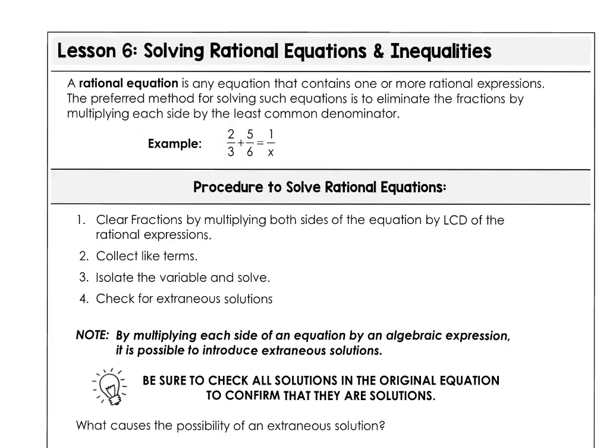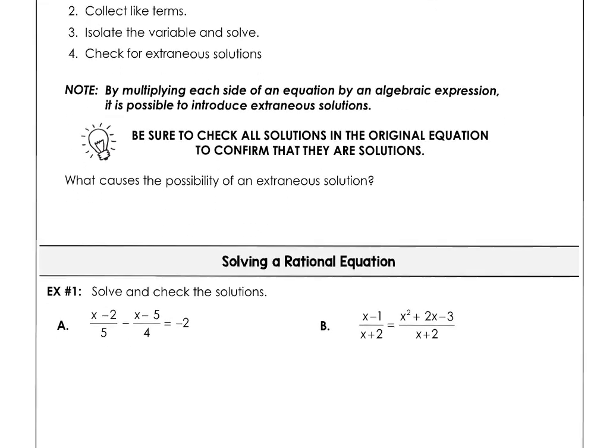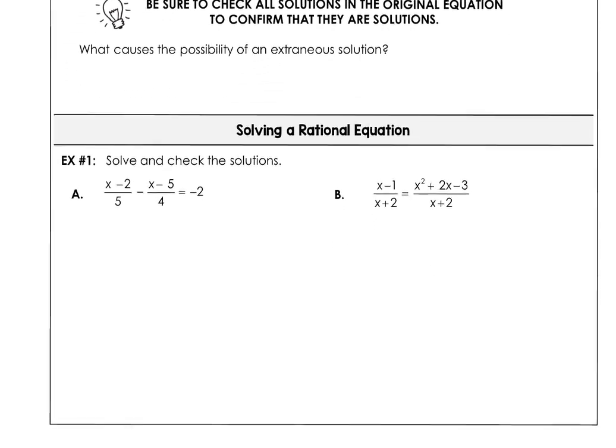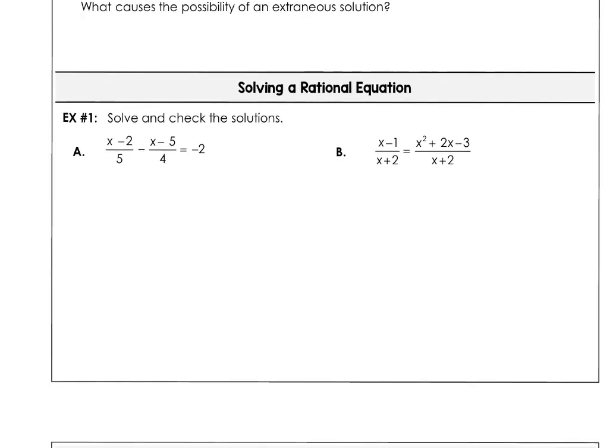And I'm not going to read through the procedure, but we'll just jump into the lesson and model the procedure as we go along. For example 1, we want to solve and check our solutions, and looking at the two denominators, 5 and 4, we know that 20 would be our least common multiple, so we would use 20 as the multiplier on both the left and the right to eliminate the fraction and have just a linear equation to solve.